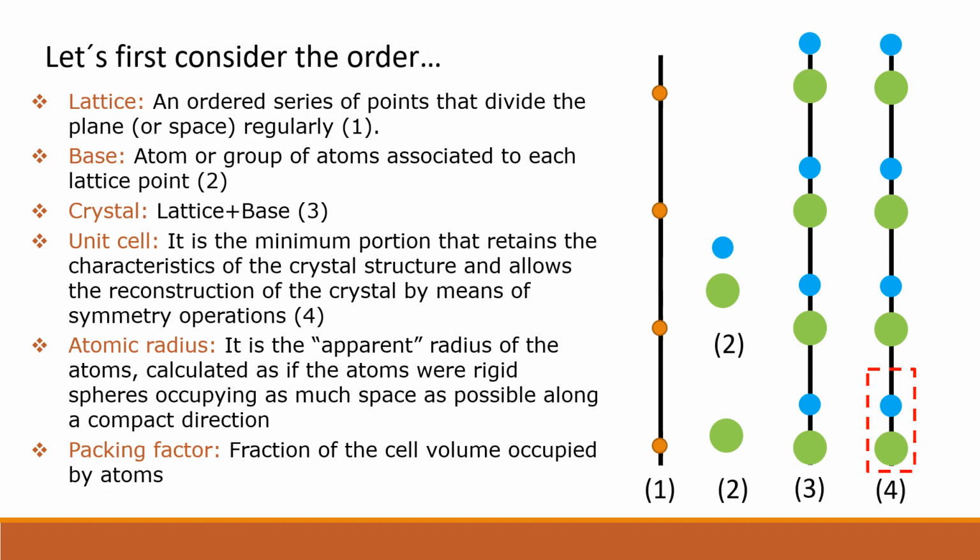Besides these concepts, we can also have the atomic radius, which is also quite important to define the crystal structure. We are going to define this atomic radius as the apparent radius of the atoms, calculated as if the atoms were rigid spheres occupying as much space as possible along a compact direction. This is going to be our atomic radius. It's not the normal concept, but it is the idea that is going to be more useful for working with crystals and crystal lattices. And then we have the packing factor, which is the fraction of the cell volume occupied by atoms.